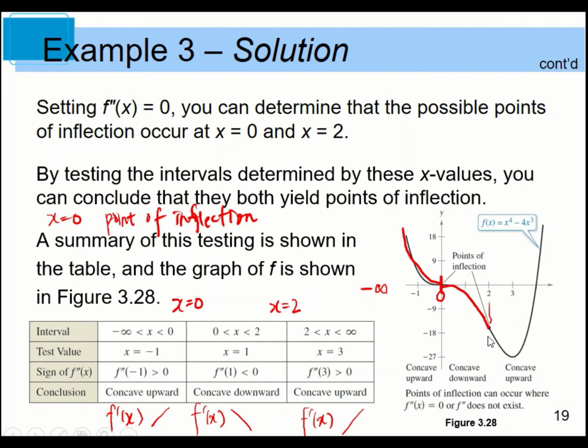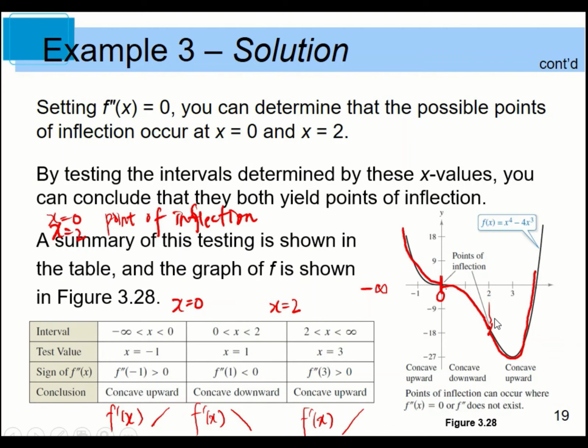For the point x equals 2 here, on the left-hand side the curve is concave downward, and on the right-hand side the curve is concave upward. Therefore, for this point x equals 2, the concavity changes. So x equals 2 is also a point of inflection. This is how we determine the point of inflection and the concavity of the graph.